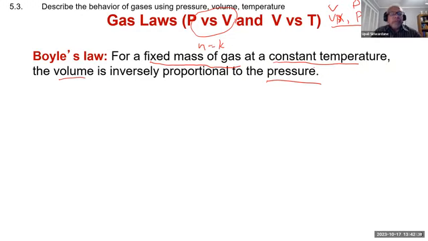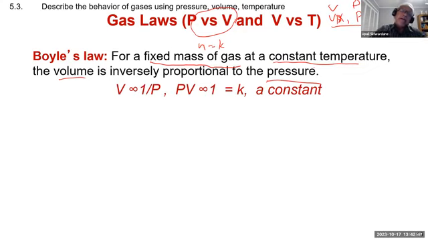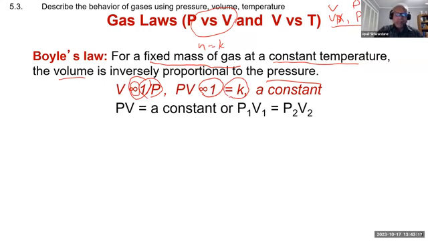Now, Boyle's law says the volume of a gas is inversely proportional to pressure. This is the proportionality. This is an inverse relationship. Now, this proportionality sign is always replaced with an equal sign and k. Therefore, you get PV is equal to constant.